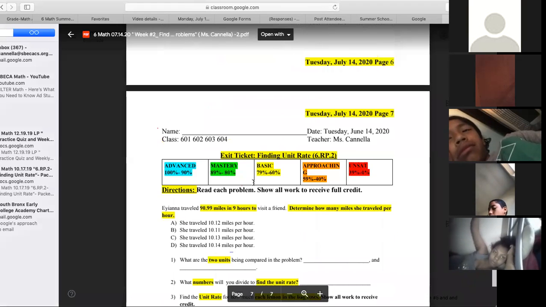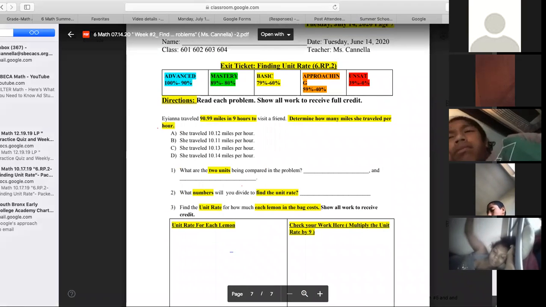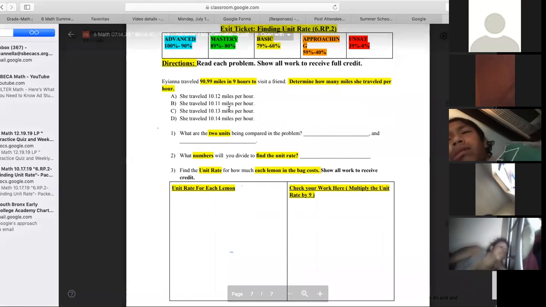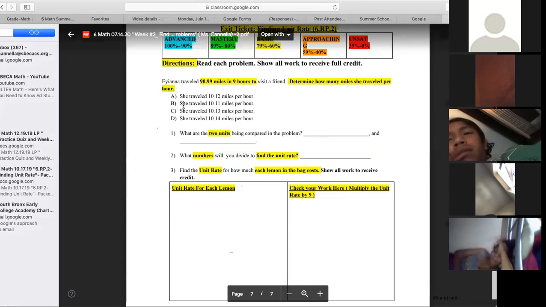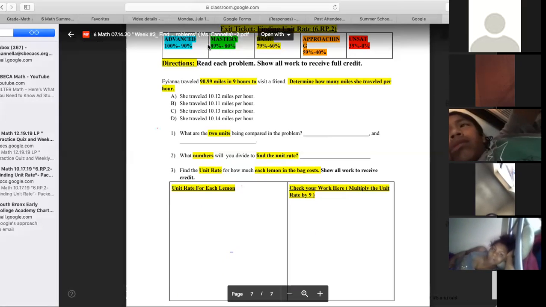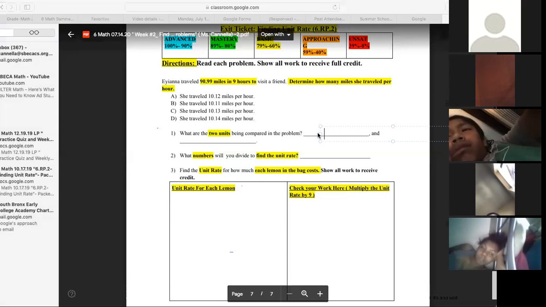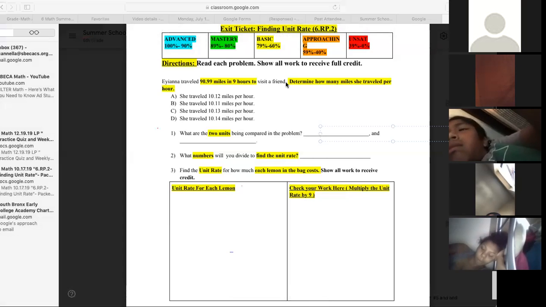All right, exit ticket. Omar, go ahead, read it. Iana drives 90.99 miles in 9 hours to visit a friend. Determine how many miles she drives per hour. How many miles she traveled, right? All right, so what are the 2 units I'm comparing, Omar? Miles to hours. Okay, great.